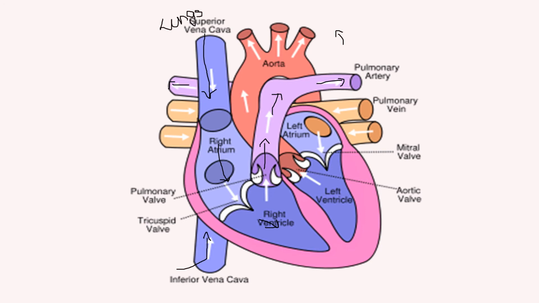The blood that's oxygenated will then come back through the pulmonary vein into the left atrium. Once it's in the left atrium, it will then go to the left ventricle, and then after it's been in the left ventricle, it will go to the aorta and be taken to the rest of the body. So well done if you've managed to get that correct. If not, then go watch the video again.